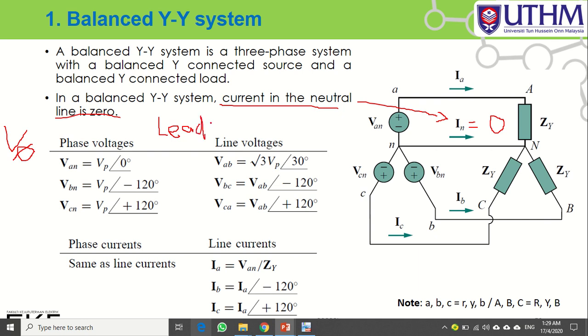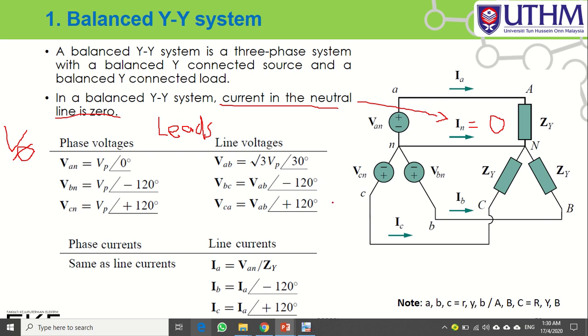Leads line voltage by 30 degrees. So how to determine the line voltages VAB, VBC? The magnitude is the same, equal to square root 3 V phase. For the angle, you just subtract 120 degrees, and for VCA, you just add 120 degrees.